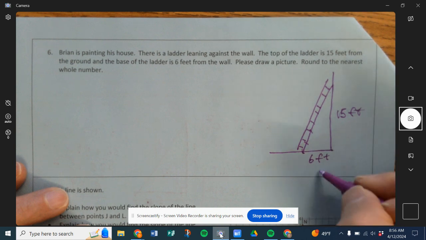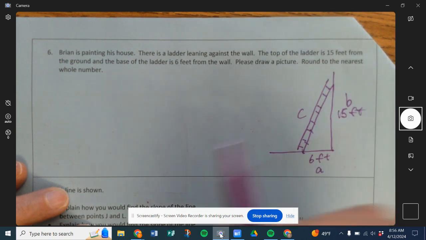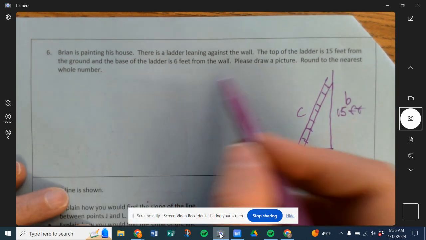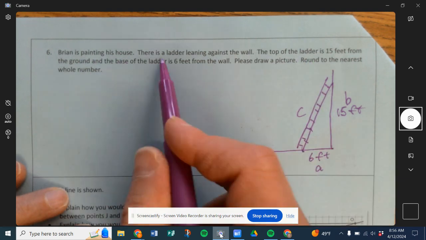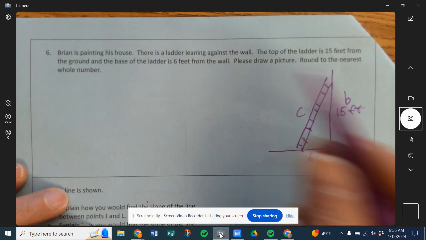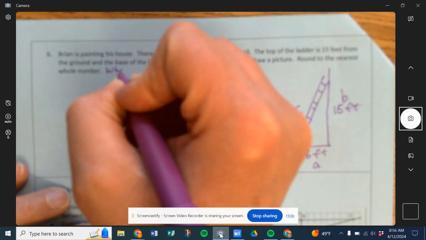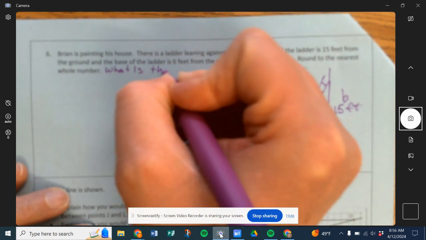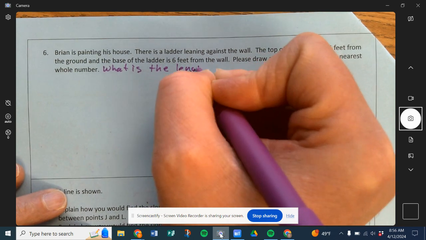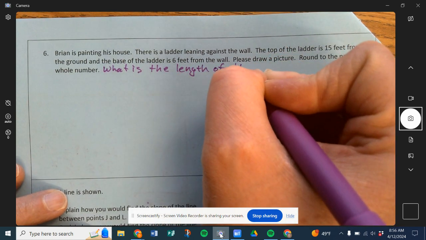Okay, so that's my A, that's my B. I'm looking for the C. The top of the ladder. You know what I forgot to add here? I forgot to add what is the length of the ladder, because you would need the actual question for that, right? Sorry, guys.